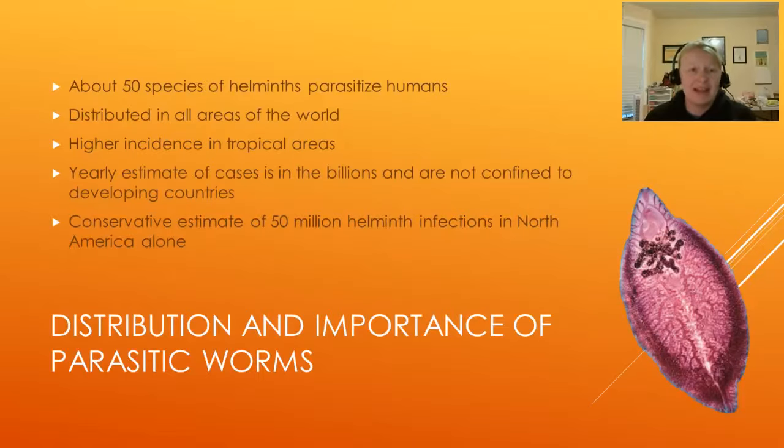So here's our last slide, and it's important that we understand the distribution and importance of the parasitic worms since we're talking about them, right? Helminths cause billions of infections worldwide, and they're not limited to developing countries. We actually have 50 million infections in North America alone. This is why we tell people not to go out in the grass without their shoes on, because that's where they'll pick some of this up, as well as, as we talked about, through the fecal oral route.